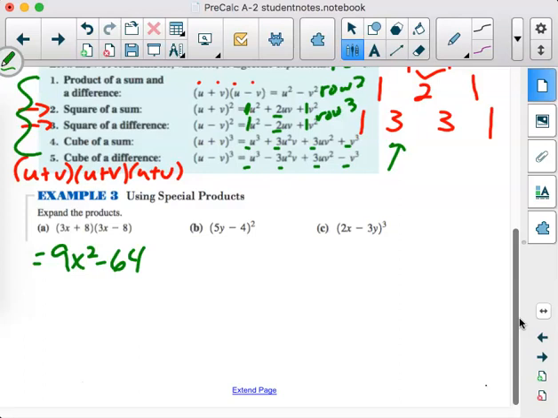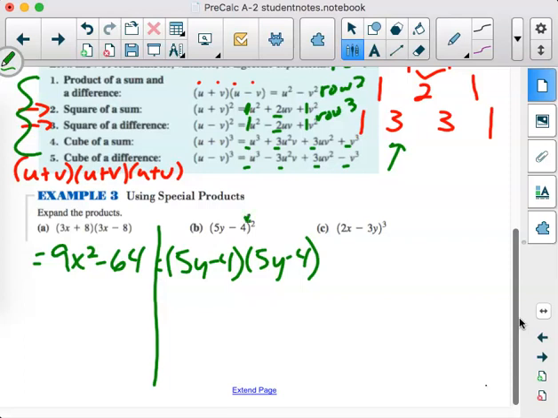Part B, 5y minus 4 squared. Well, now we have two ways to do that. We're really fast at FOIL, so one of the things we tend to do is overuse it a little bit, and just write them out twice, because the power always affects what's closest to it on the left. In this case, that's parentheses. So that means we need to write the parentheses twice.